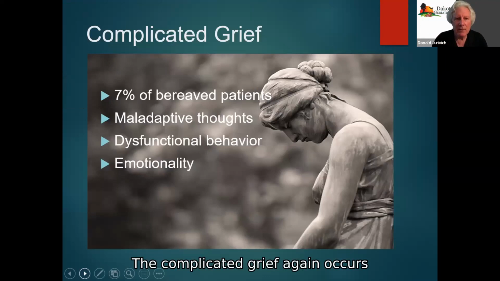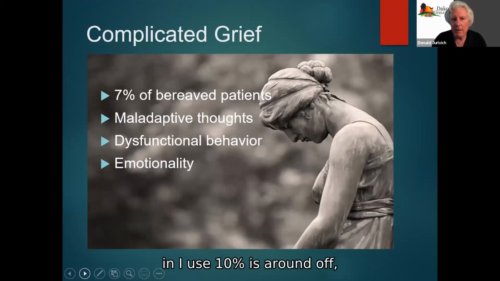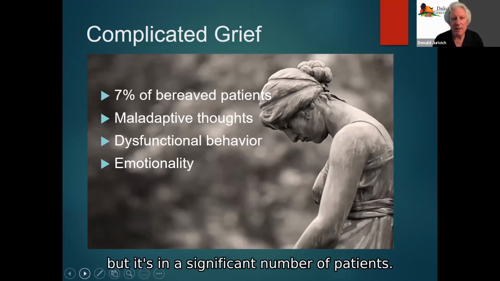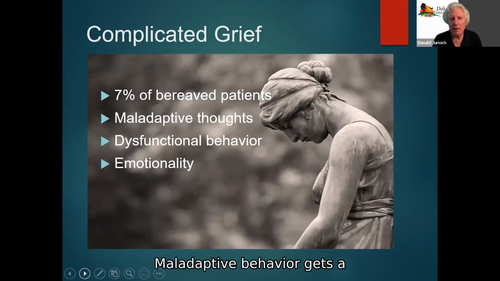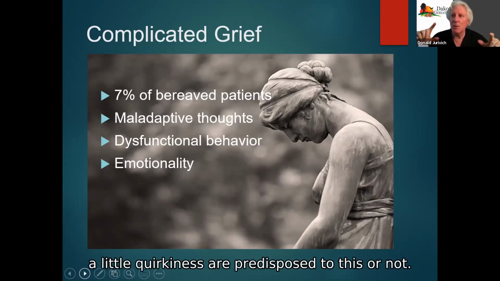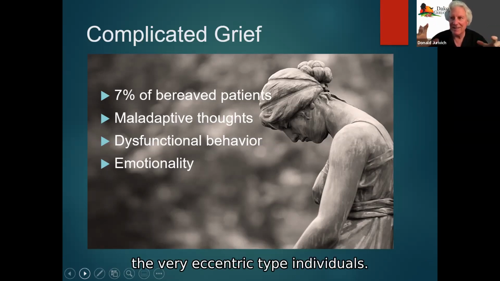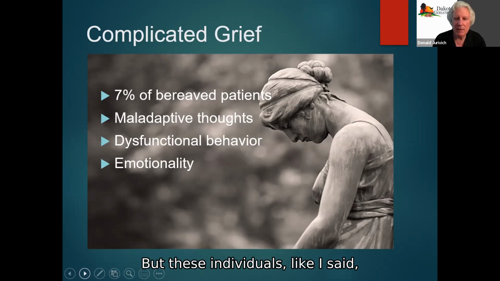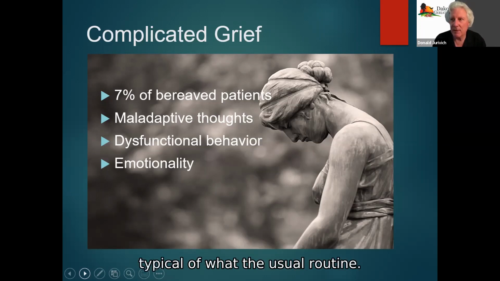So the complicated grief, again, occurs in, I use 10% as a round-off, but it's in a significant number of patients, and they have some strange thoughts, so it's maladaptive. Their behavior gets a little strange, and they're very emotional. So complicated grief really, I don't know if people that have a little quirkiness are predisposed to this or not. I think the type of people I'm talking about are very eccentric type individuals. But these individuals will do things that are not typical of their usual routine. Next slide.